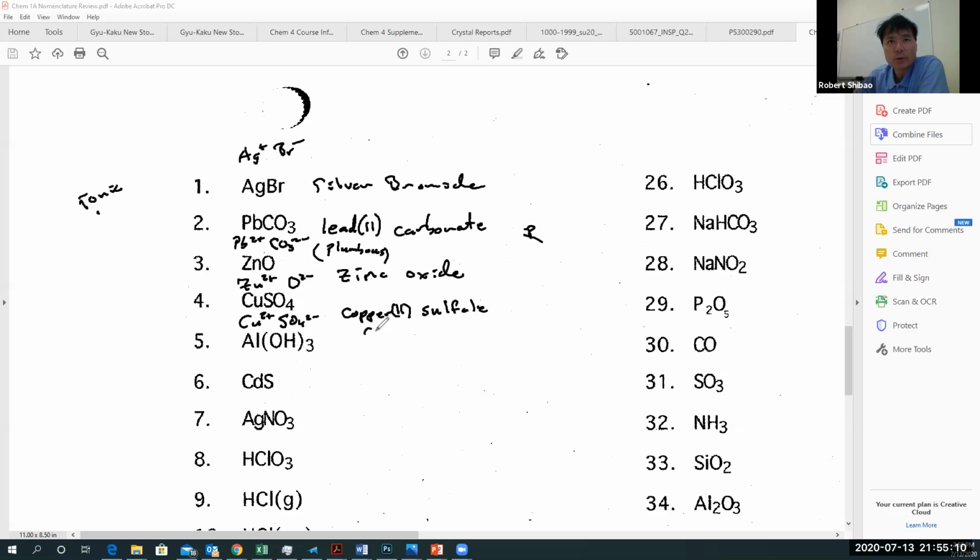This would be cupric. Now both of these have a +2 charge, but it's relative. Having a +2 charge doesn't tell you if it's ic or ous. These are the old names. Plumbous is the lower of the charges because the higher one's +4. This one's the higher one because the lower one's +1.